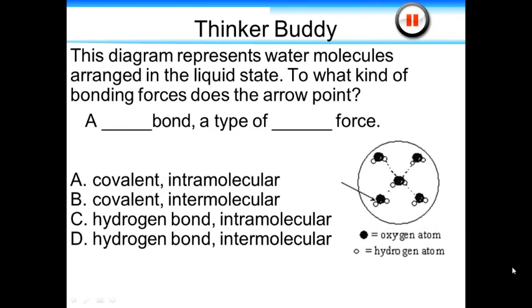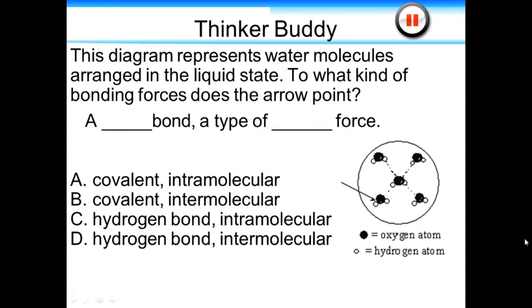Thinker buddy question. This diagram represents water molecules arranged in the liquid state. To what kind of bonding forces does the arrow point? And if you look, it's showing hydrogen bonding between a number of different water molecules, and the arrow is pointing right in between a hydrogen and oxygen atom within the same molecule.